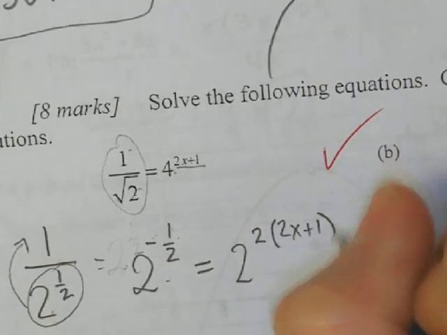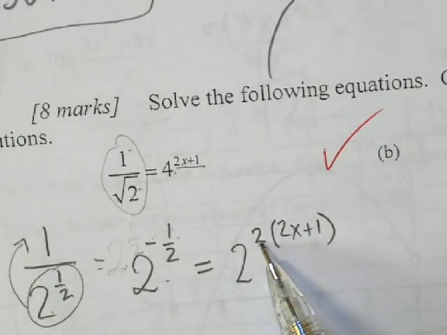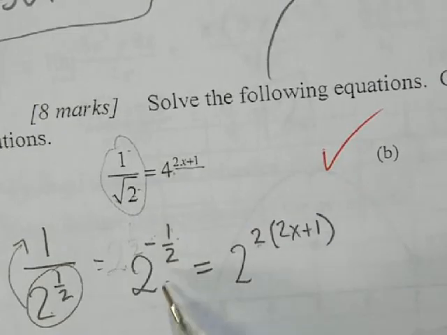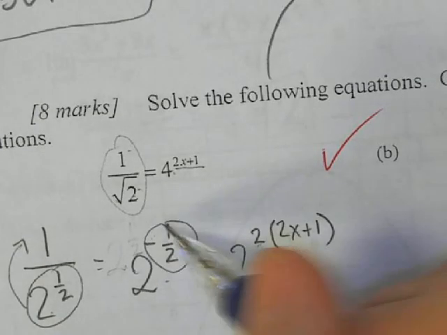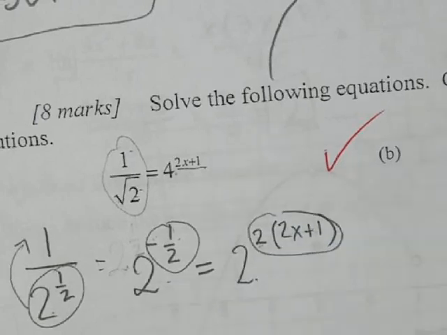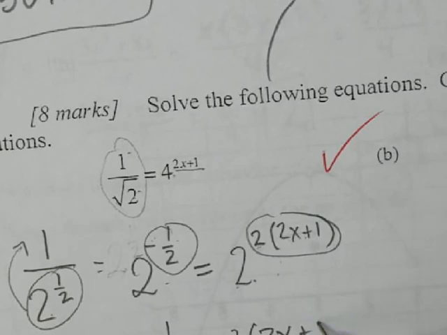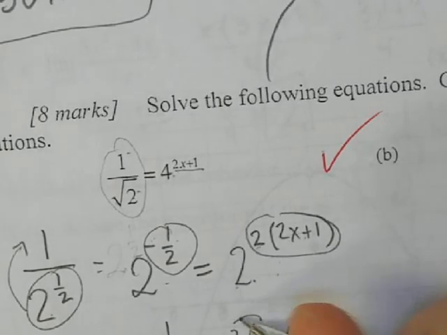Okay. Now I'm going to go ahead and set my exponents equal to each other. See how the bases are the same? That means this exponent must equal this exponent. In order for this side to be the same as this side, if the bases are the same, the exponents have to be the same. So negative 1/2 equals 2 times 2x plus 1. And then I'm going to distribute that and solve.